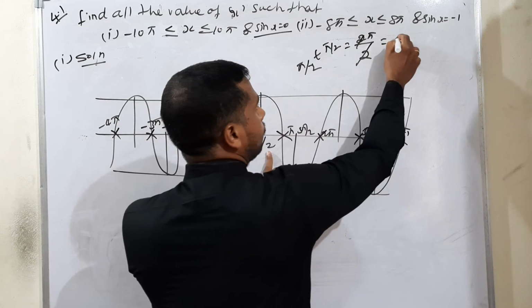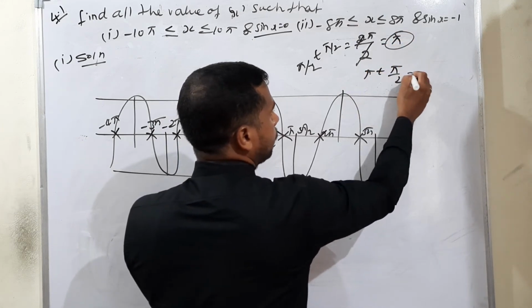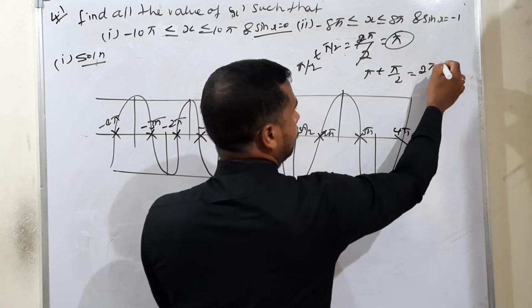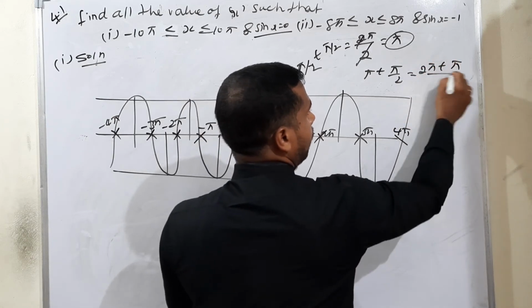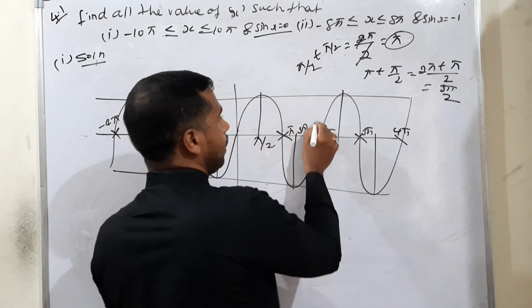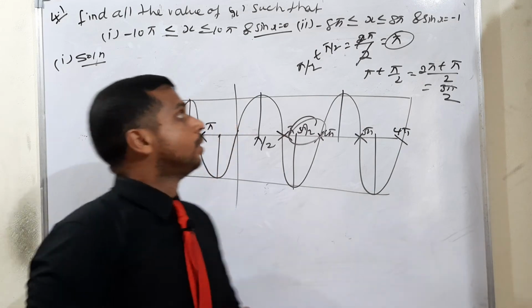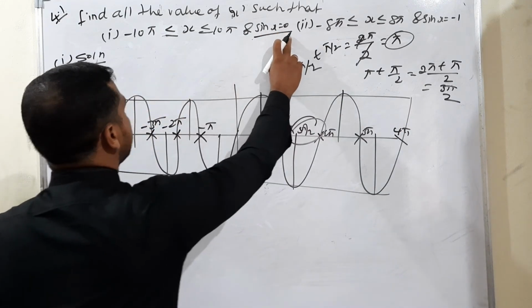Again 2 cancels, which means pi will come. Next condition also: pi plus pi by 2 is equal to 2 pi plus pi by 2, so 2 pi plus pi means 3 pi by 2. That's why I am saying, in each and every distance, the main term is actually pi by 2. So the condition is sin x is equal to 0.